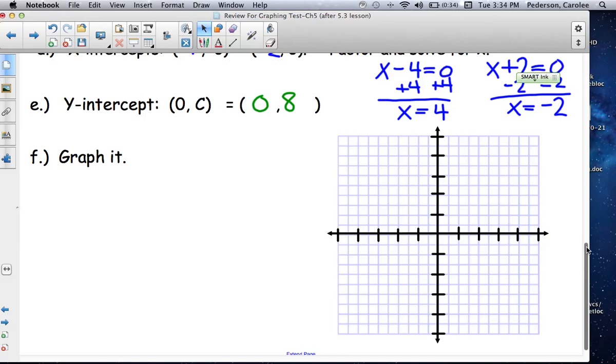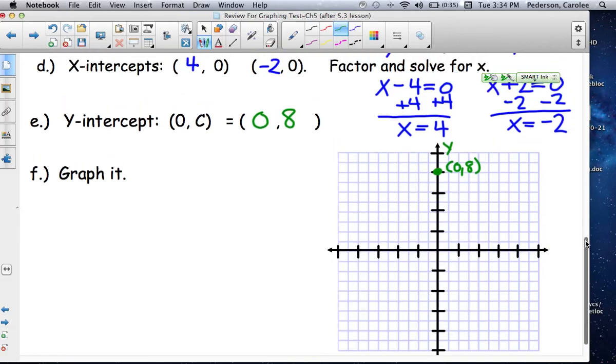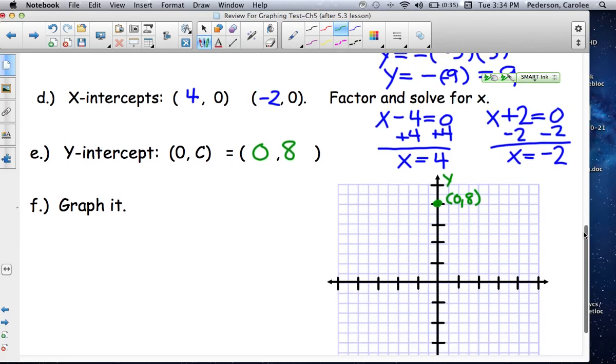All right, so we'll start with the y-intercept. The y-intercept is where it touches on the y-axis. So it's going to be up 8 units. So over 0, up 8. Then the x-intercepts in the blue there are (4, 0) and (negative 2, 0). So on the x-axis, (4, 0) and (negative 2, 0) is where it touches on the x-axis.